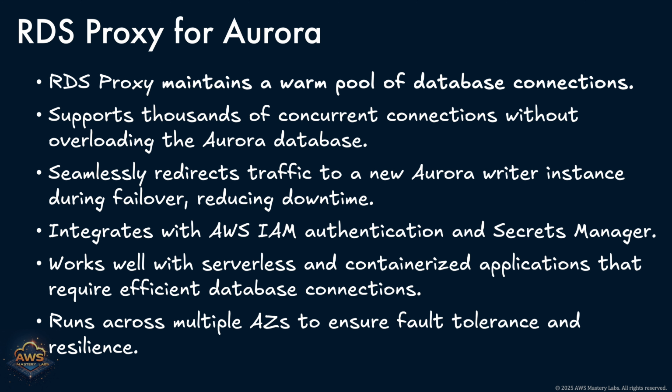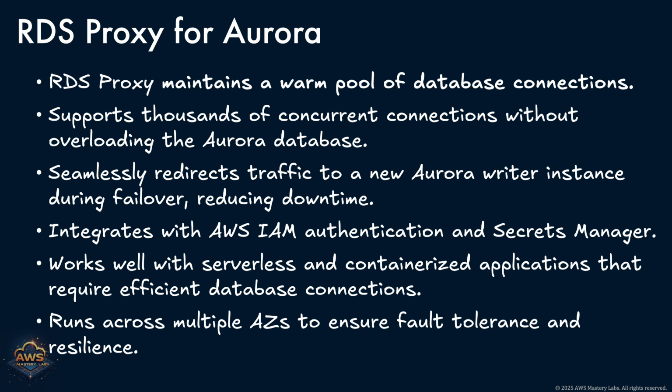As modern applications become more dynamic and distributed, managing database connections efficiently becomes critical. This is where Amazon RDS Proxy comes into play, enhancing both performance and connection management for Aurora workloads. At its core, RDS Proxy acts as an intelligent connection pooler. Instead of creating and closing database connections for every user or function call, which can be time-consuming and resource-intensive, RDS Proxy maintains a pool of warm, ready-to-use connections. This dramatically reduces the overhead of connection churn and speeds up application response times.